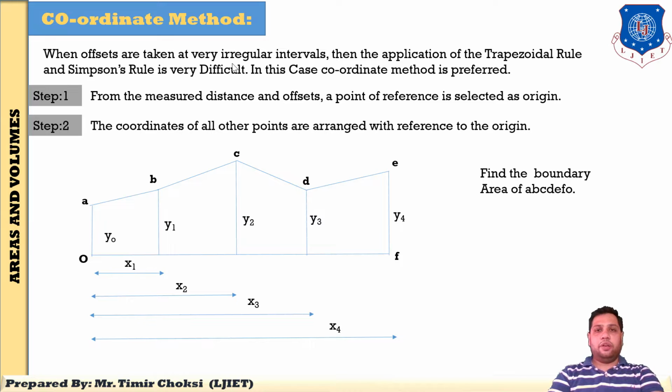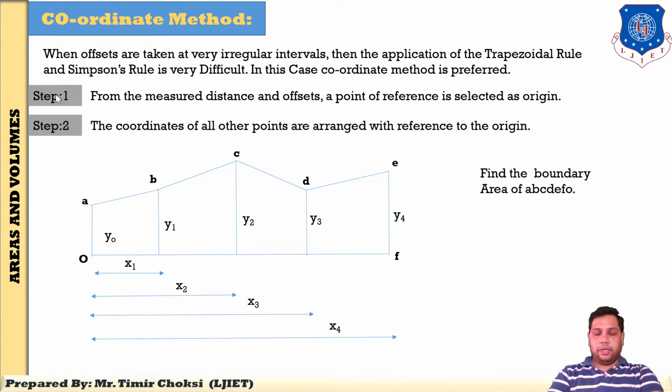So this method is particularly mathematical; you use some steps for finding the boundary area by the coordinate method. When you use the coordinate method for finding the boundary area, you follow these 3 or 4 steps. You have to clearly understand these steps, and I will give one example based on the coordinate method, so you clearly understand how to find the boundary area.